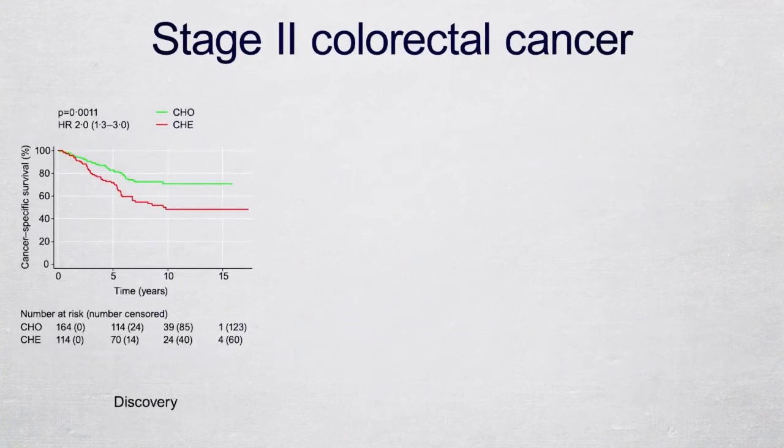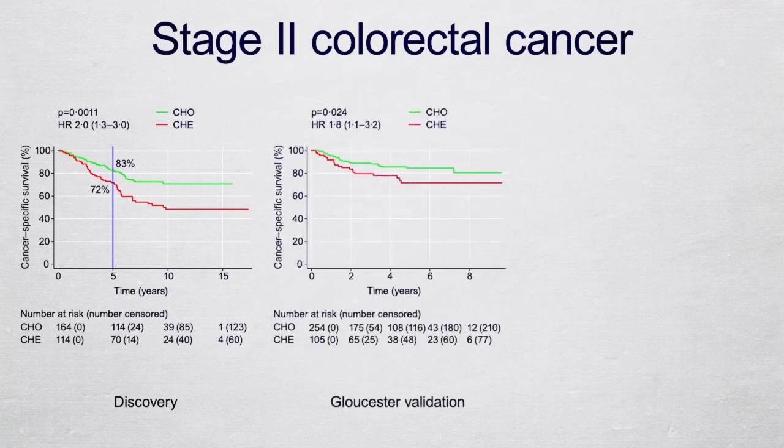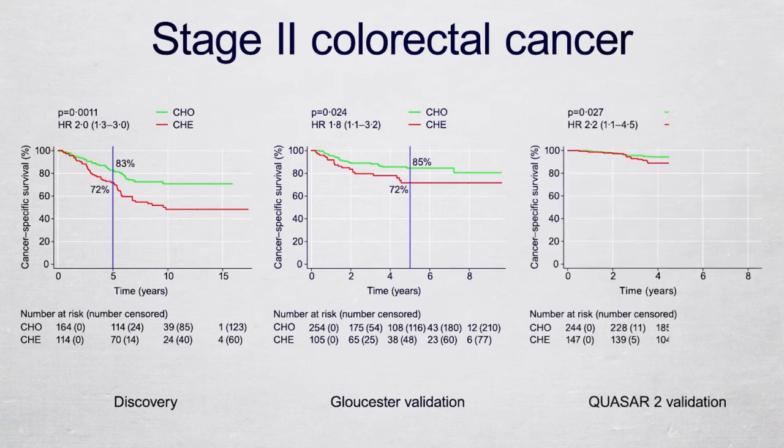The stage 2 colorectal cancer patients in the discovery cohort had a 5-year cancer-specific survival of 83% if chromatin homogeneous, and 72% if chromatin heterogeneous. Similar survival rates were observed for stage 2 patients in the Gloucester validation cohort. In the Quasar-2 validation cohort, where all patients received adjuvant chemotherapy, the 5-year cancer-specific survival was 94% if chromatin homogeneous and 88% if chromatin heterogeneous. However, the hazard ratio of 2.2 is similar as in the 2 other colorectal cancer cohorts.